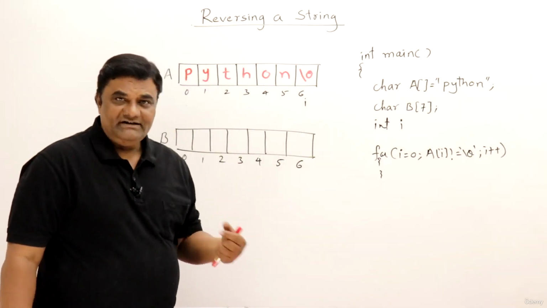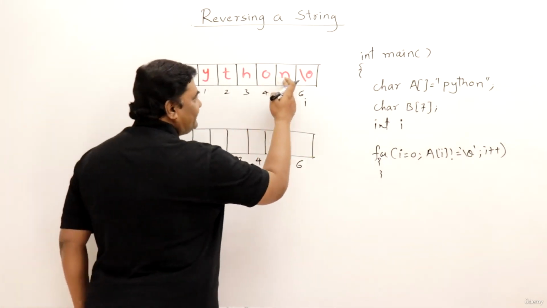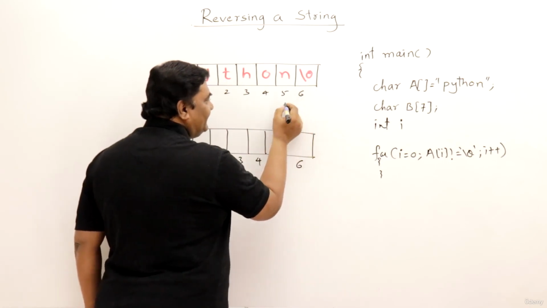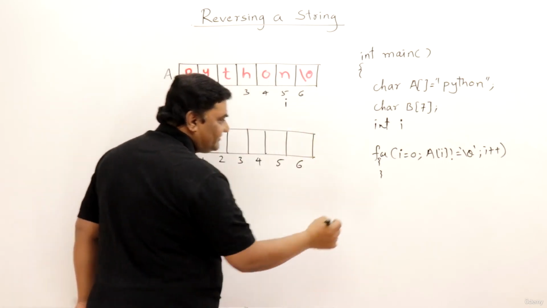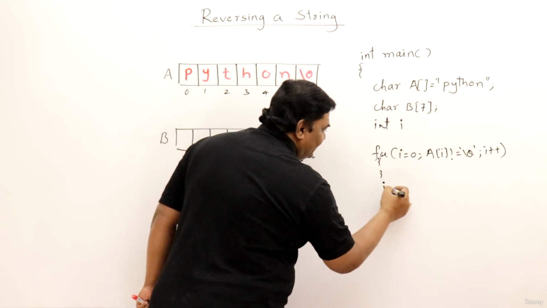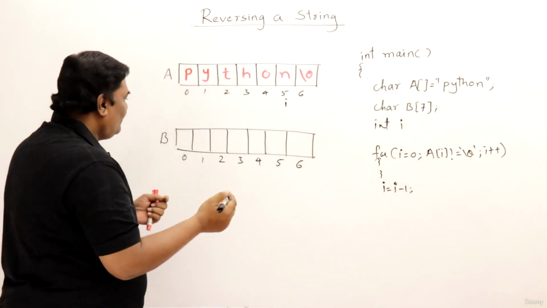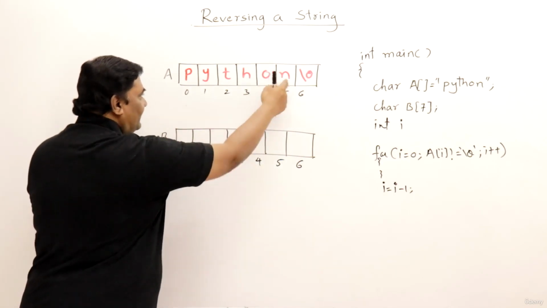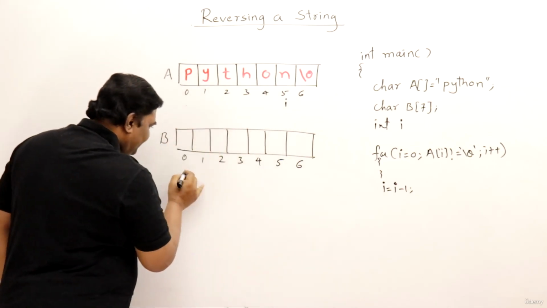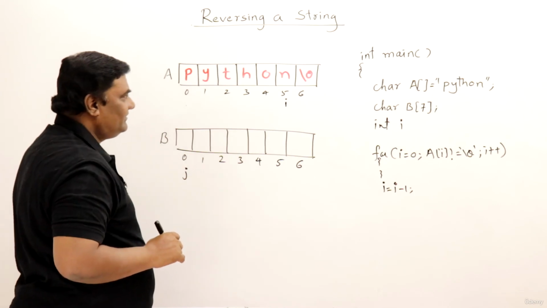Now I should start copying the elements from this place, that is from i minus 1 onwards. So okay, i = i - 1. i is reduced by one step. Now I should copy those elements here. N should be copied here. So for this I should have j also here, right?